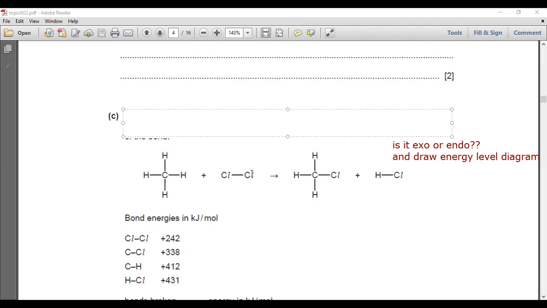Ashraf, 242 Cl bond Cl. You did it correct. Energy out: 3 multiply 412 plus C bond Cl, which is 338, plus H bond Cl, 431. That's correct. But I need from you the energy level diagram.